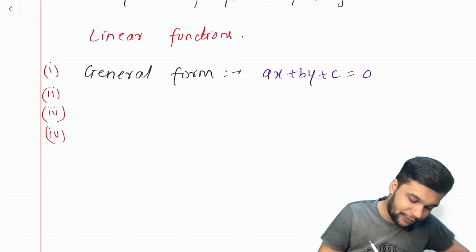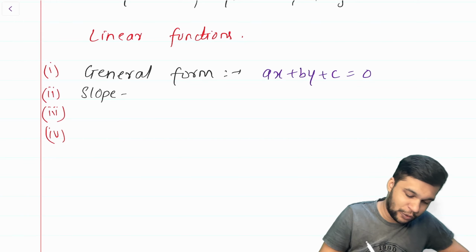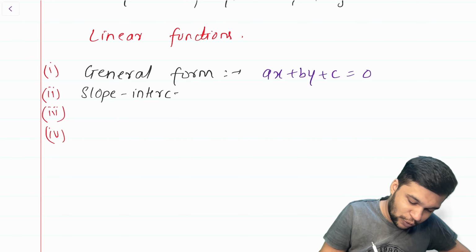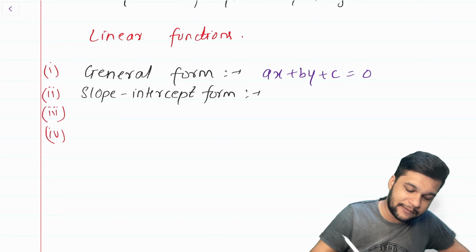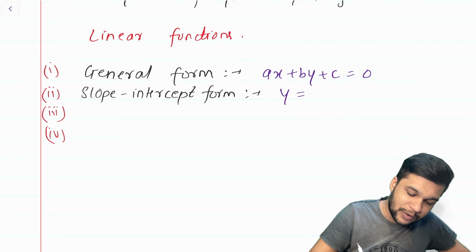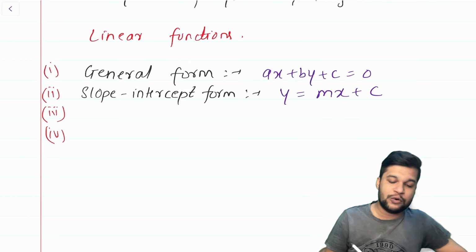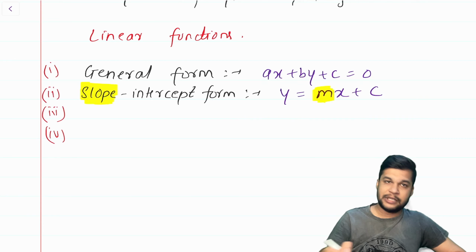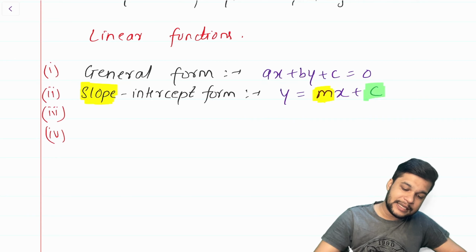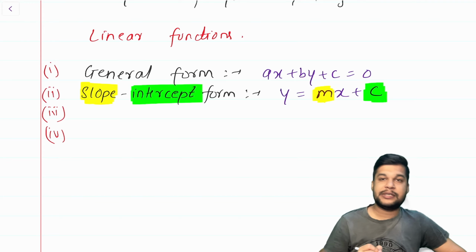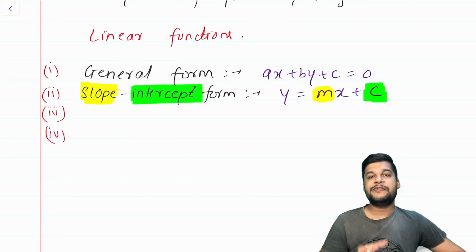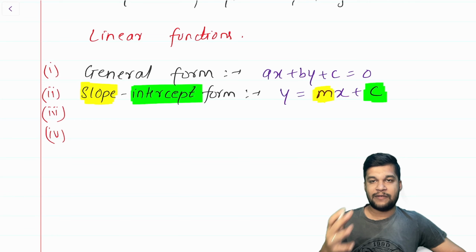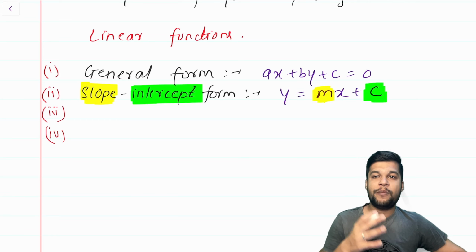Second is the slope intercept form. What is the slope intercept form, guys? The slope intercept form will be y equal to mx plus c, where m is the slope and c is your y-intercept. So since we have a slope and a y-intercept, we say this is the slope-intercept form.